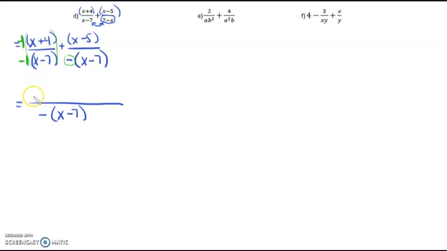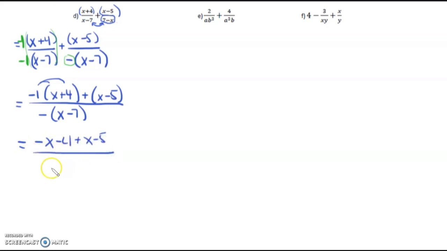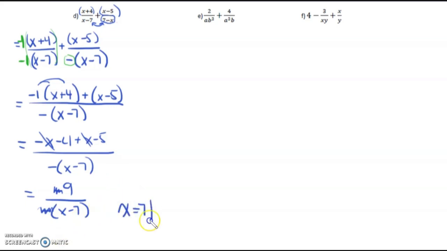Okay, so we can collect the top. We get negative 1 times x plus 4, I'm actually going to rewrite it, plus x minus 5. So this negative 1 can distribute into the bracket. Negative x minus 4 plus x minus 5, and that's all over negative x minus 7. Okay, the x's cancel, and we get negative 9 over negative x minus 7. And then these negatives can cancel. Okay, and the restriction here is just 7.